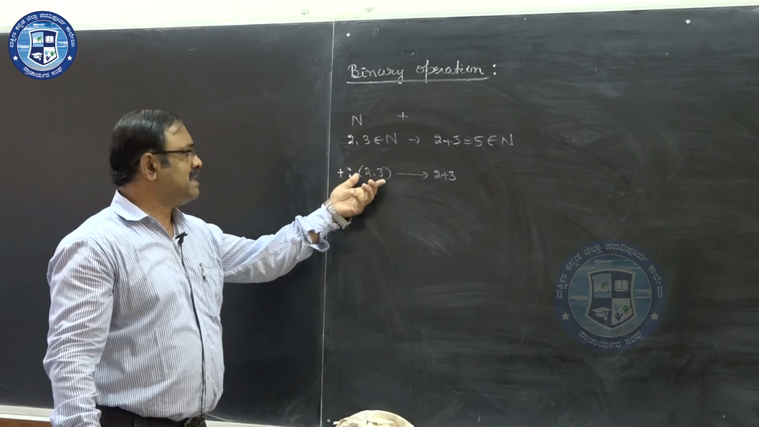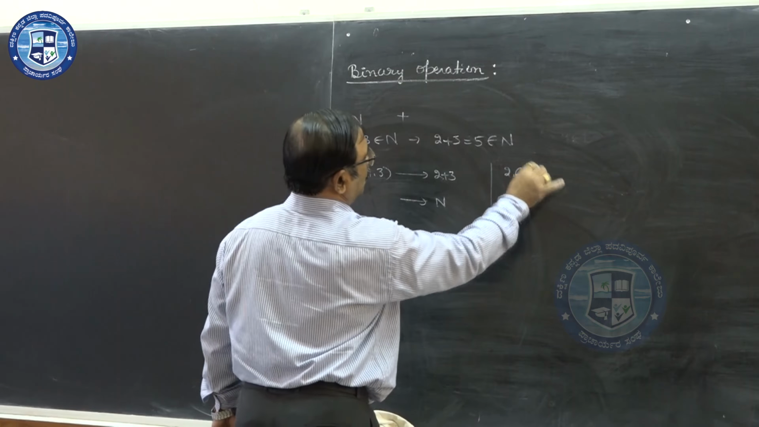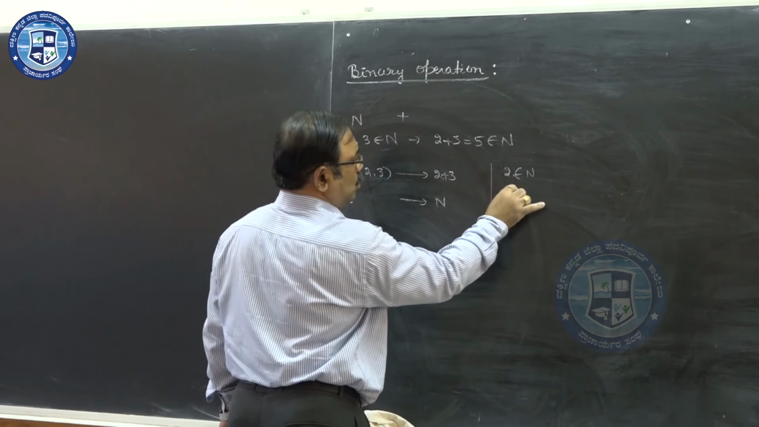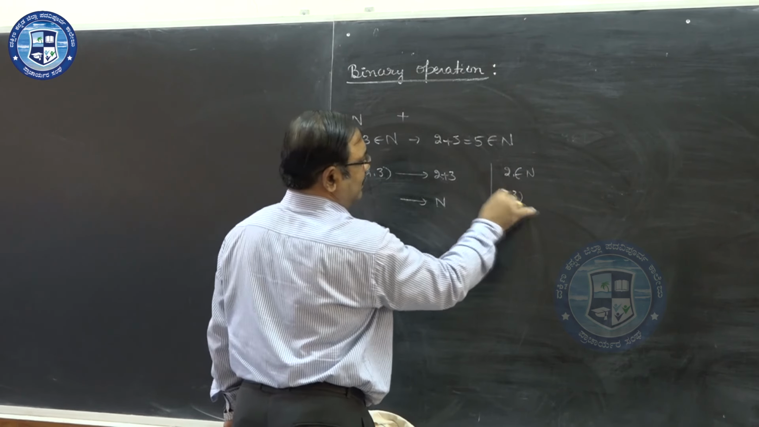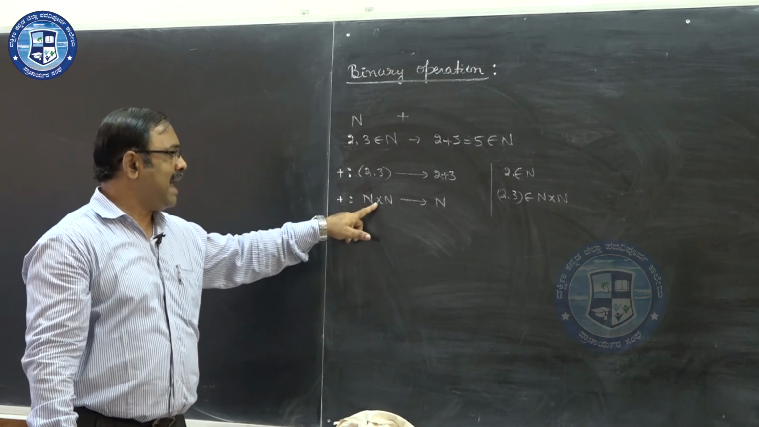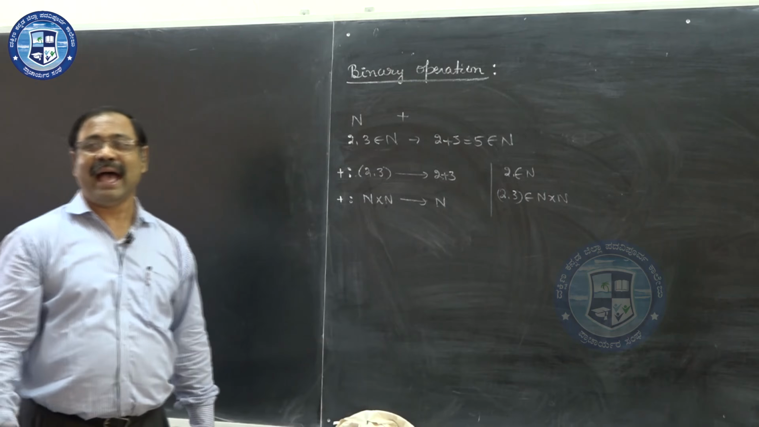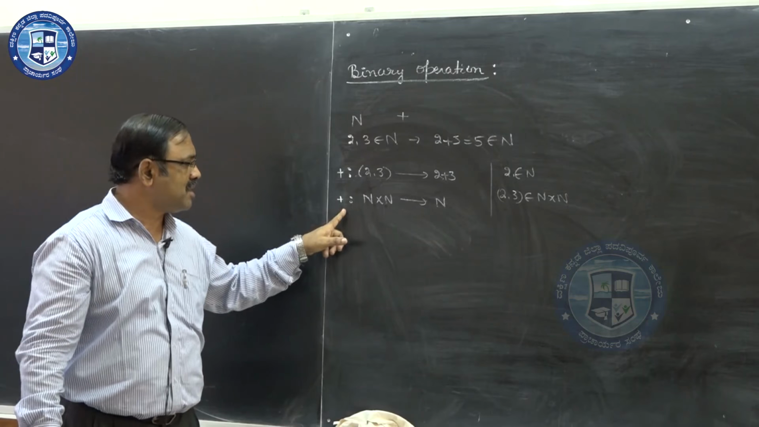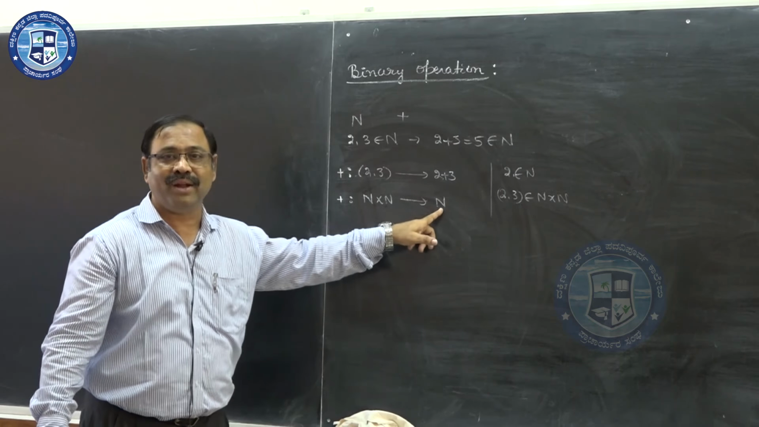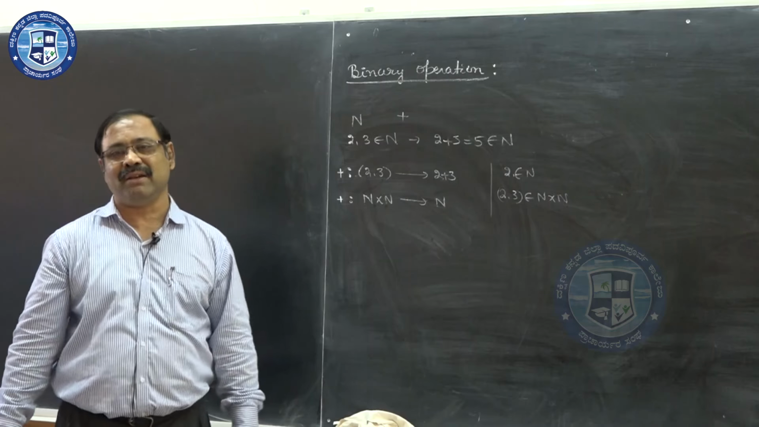By our set theory knowledge, see, 2 belongs to N, whereas the ordered pair 2, 3 belongs to N cross N. An ordered pair is an element of N cross N. Therefore, this is N cross N. So plus is a binary operation from N cross N to N. Actually, it is a function from N cross N to N. Therefore, it is a binary operation.